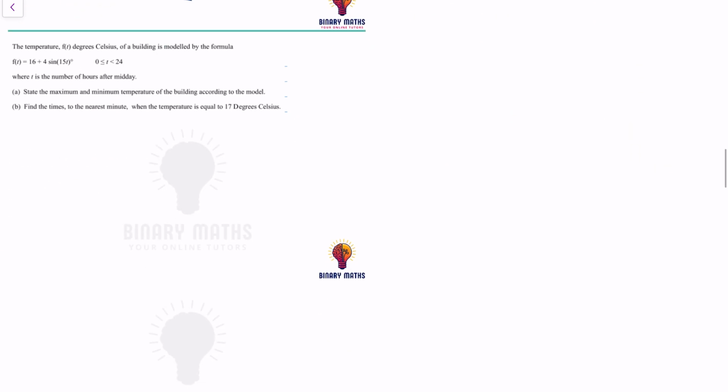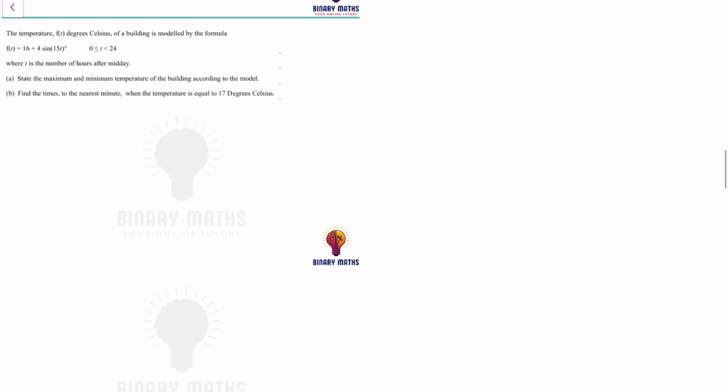Okay, last question. The temperature F(t) degrees Celsius of a building is modeled by the formula F(t) is equal to 16 plus 4 sine 15t, where t goes from 0 to 24, where t is the number of hours after midday. State the maximum and minimum temperature of the building according to the model.